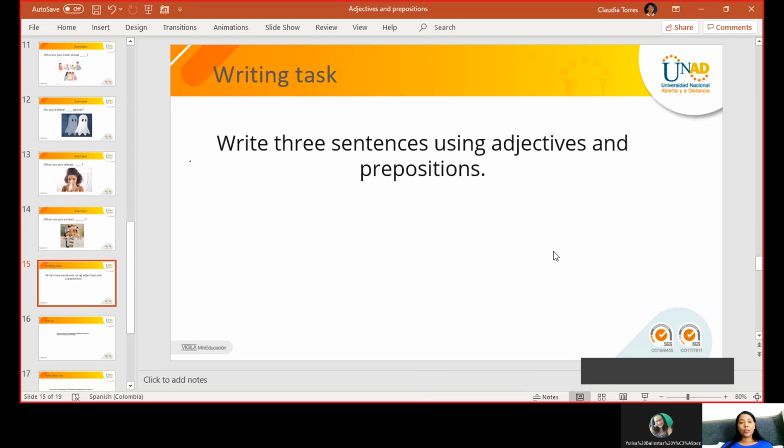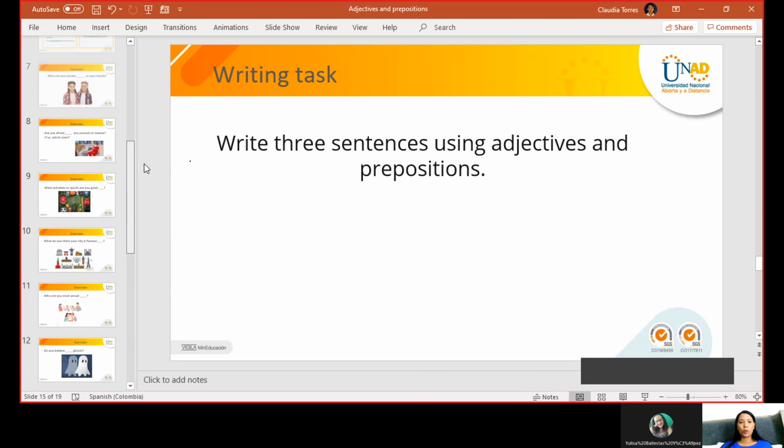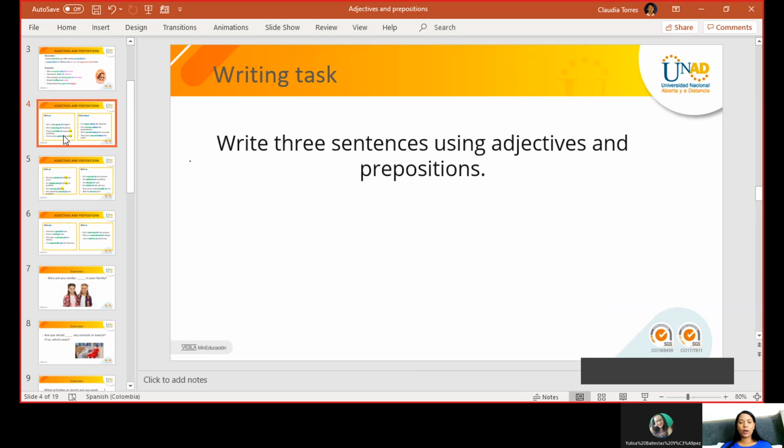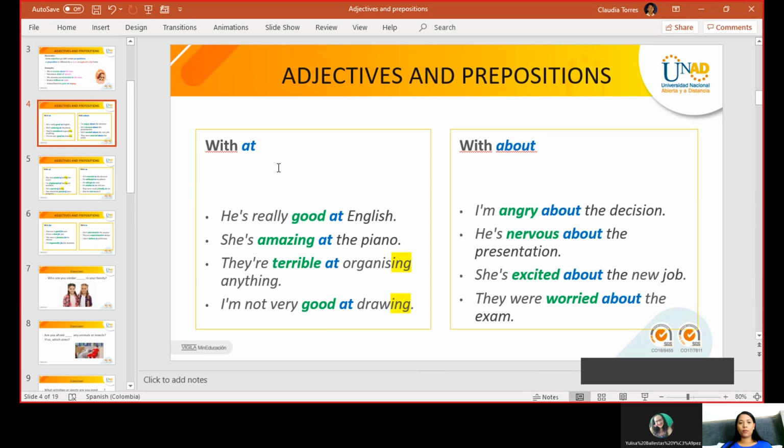Okay, so now you're gonna write. Here I said three sentences, but if you want only two, at least two sentences using adjectives and prepositions, okay? So you're gonna use each preposition. For example, adjectives followed by the preposition at, right? So you're gonna give me at least two examples, and I need you to write them in the chat. I mean your own examples.